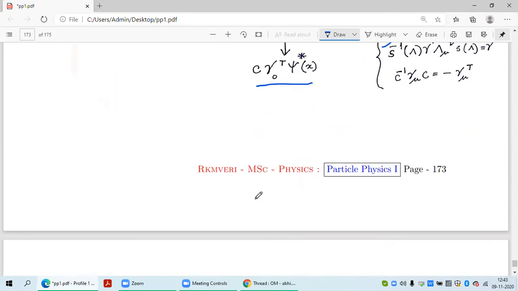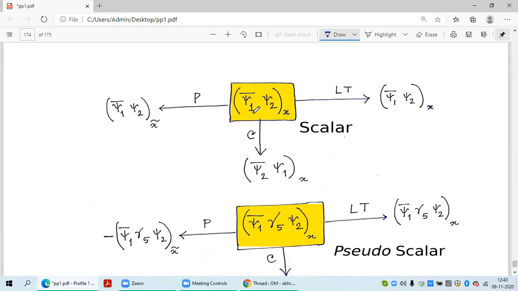Also, there are terms here like psi 1, psi 2 bar. Okay, this object does not transform under Lorentz transformation. You can check. And under parity it's like this. Under charge conjugation, 2 and 1 flip. Now, anything which does not change under Lorentz transformation, we call a scalar. So it is called a scalar.